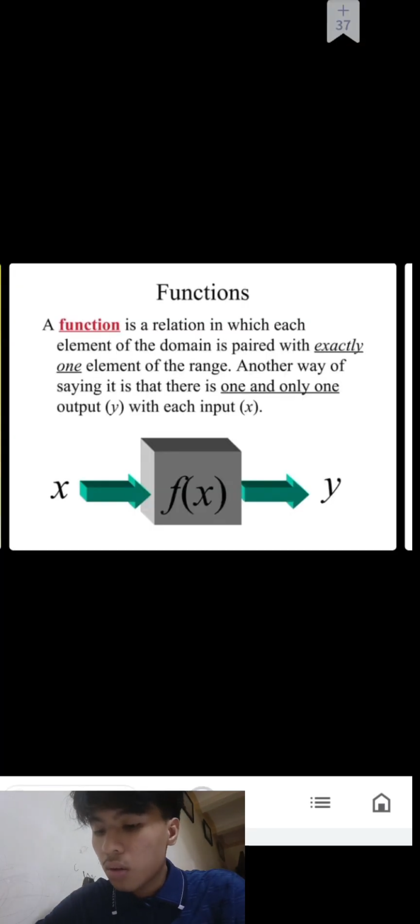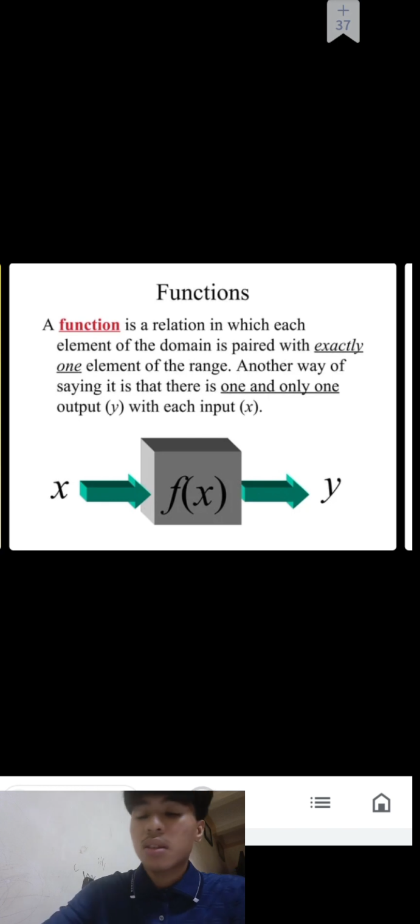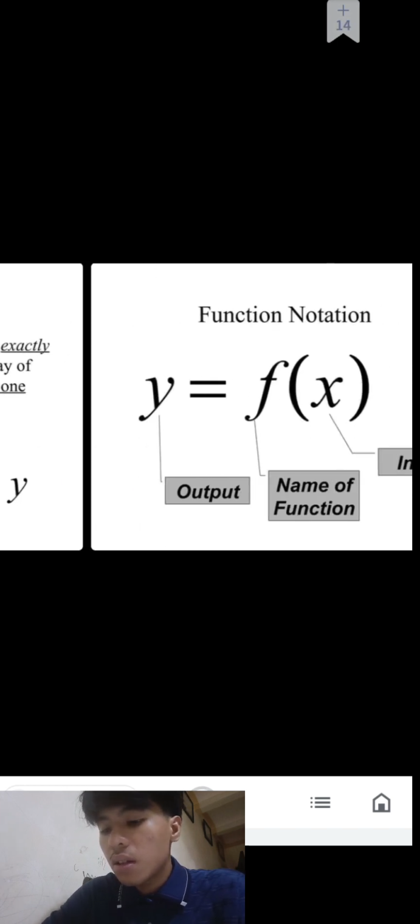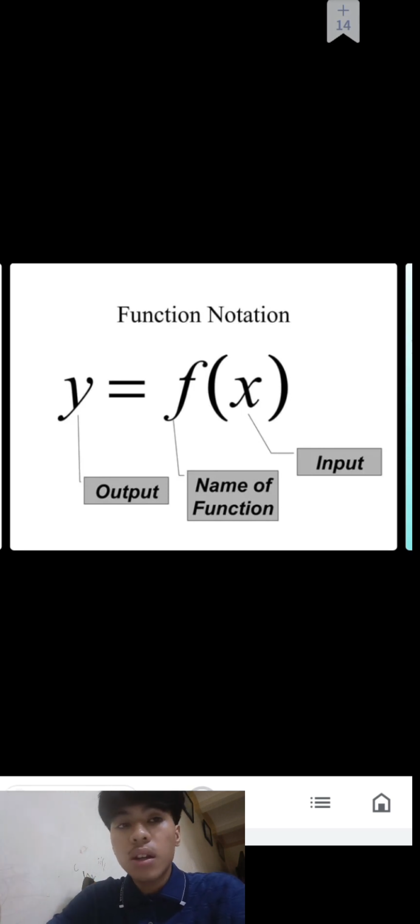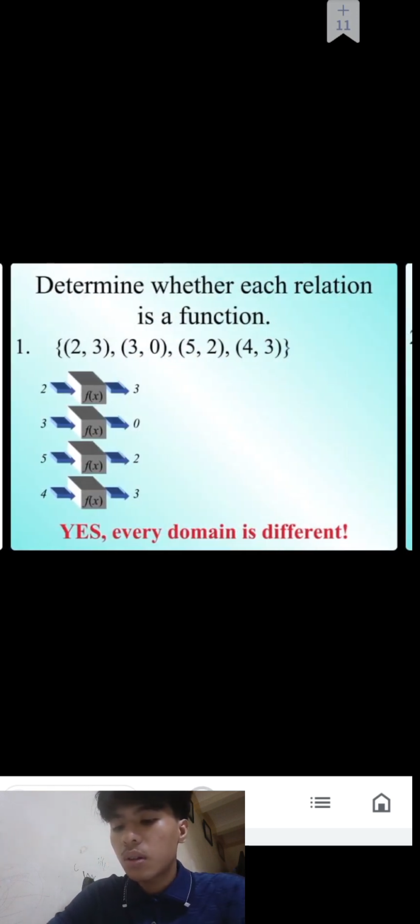Another way of saying it is that there is one and only one output with each input. So it says that each x has only one y. Okay, one x, one y. Here we have the function notation: y is the output and the name of the function, and then x is the input.